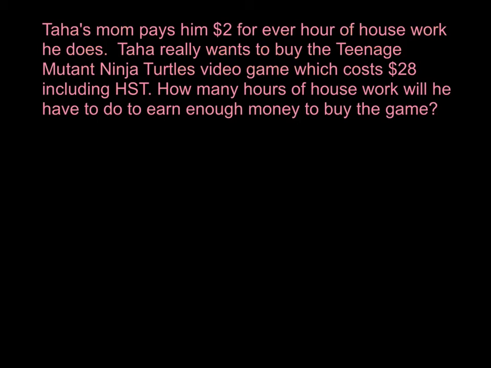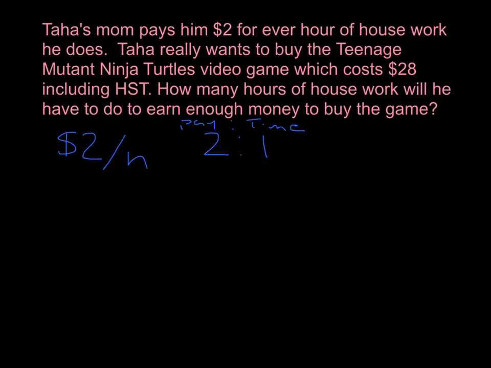So first thing I'm going to do is write down what I know. And I know that Taha is getting paid $2 per hour. So I know that as a fraction it's going to be 2 over 1. And so I can write this in ratio form. So my ratio would be 2 over 1. Again, I can write it as a ratio, payment over time.